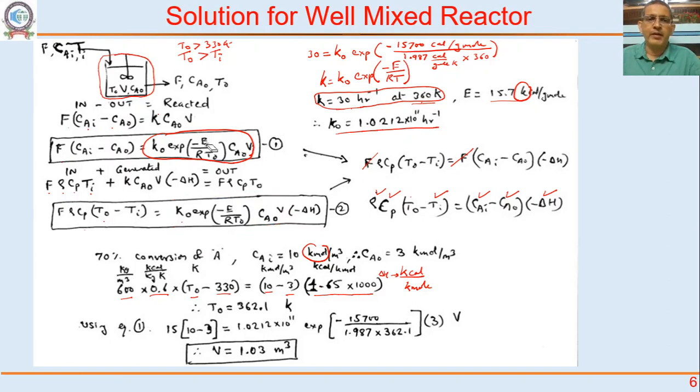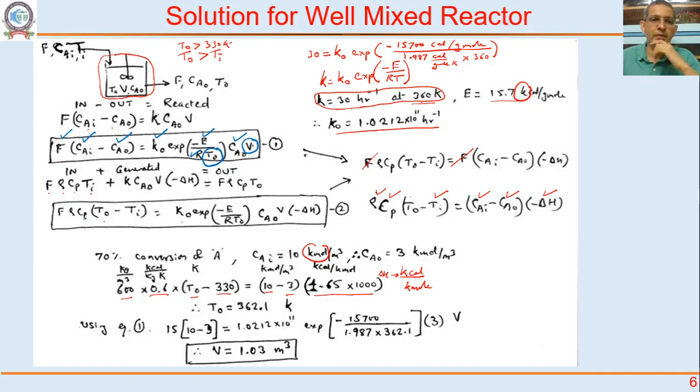Recall from here, just let me take you back a little bit. What do we know here? In these two equations, 1 and 2, what do we know? F we know, Ca in we know, Ca out we know, we want 70% conversion, K naught we know, E we know, R we know, T naught we don't know because it's an exothermic reaction. It is the outlet temperature. Ca naught, that's what we know, right? And V, do we know V? No, we don't know V. We want to find out V, right? So T naught we don't know and V we don't know.